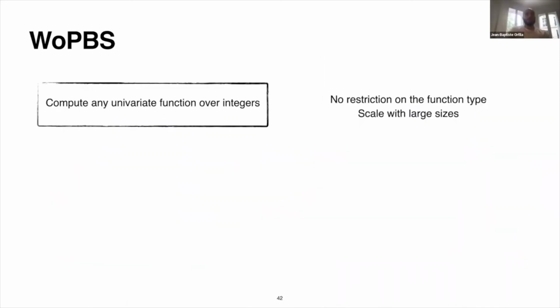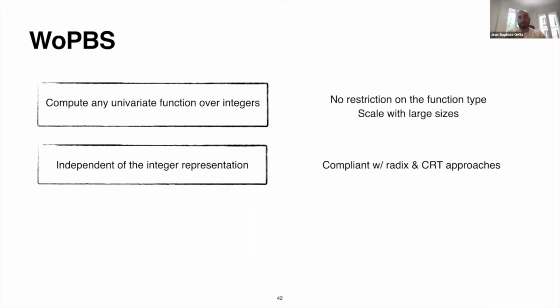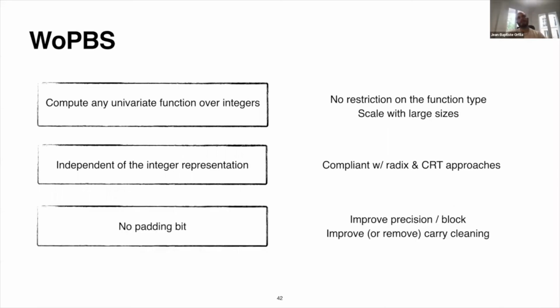So in a nutshell, the LUT PBS allows us to compute any univariate function over integers. There is no restriction on function types, and it scales very well with the large size, so we are able to increase the size of integers. This is independent of the integer representation, and it's compliant with the Radix and the CRT approaches. Plus, it does not require a padding bit. This is a very cool thing because it improves the precision we can have per block, since we have 1 bit more to represent our messages.